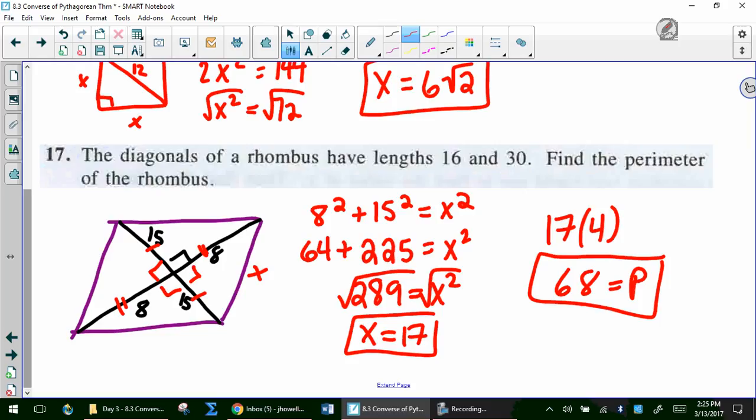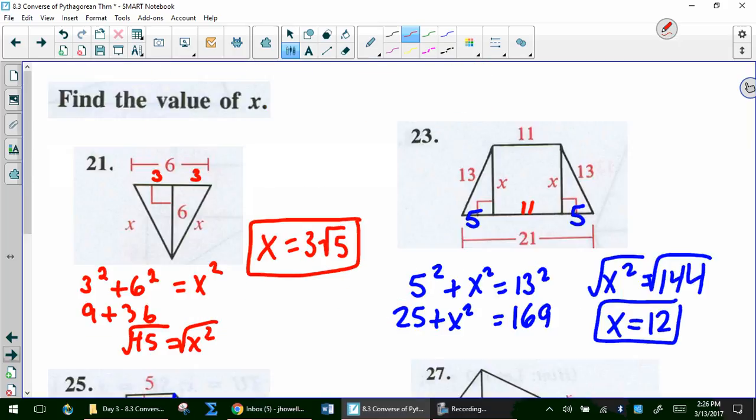17, we have a rhombus with diagonals that have lengths of 6 and 30. So when they intersect, they bisect. So we have 8 and 8 and 15 and 15. And then we'll have to go through to find one of the lengths of the rhombus. And when we do that, we find that x is 17. And there are 4 of those sides. So 4 times 17 gives us 68. And that will be the perimeter.